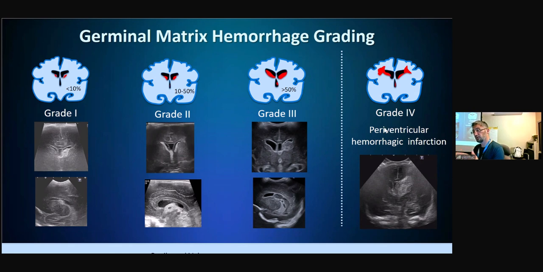And in grade 4, or periventricular hemorrhagic infarction, there is an infarction. The main pathology is an infarction of the brain parenchyma, but it's a hemorrhagic infarction and always extends into the ventricle.